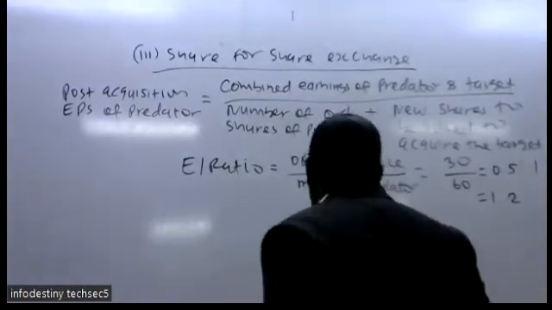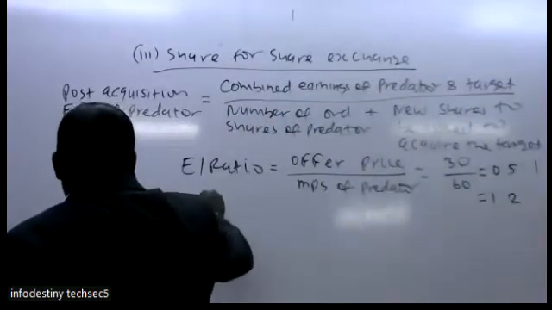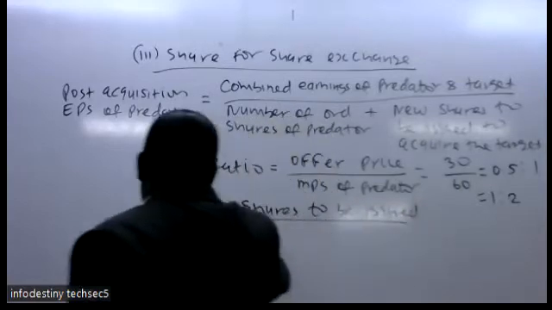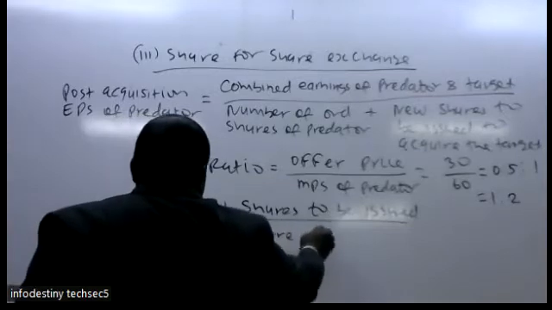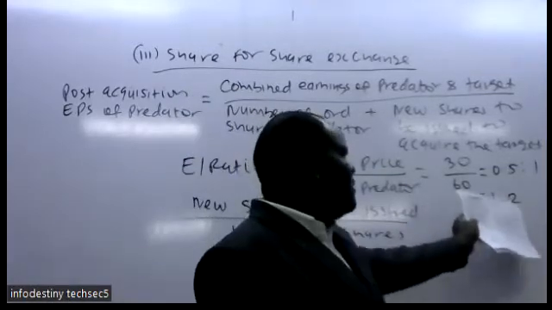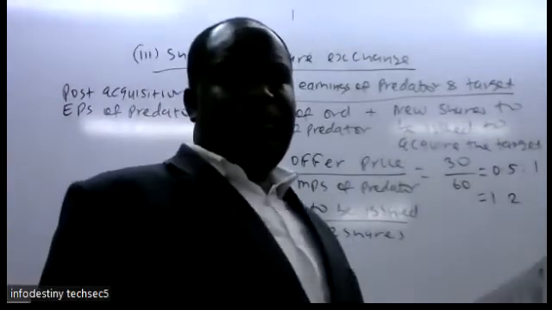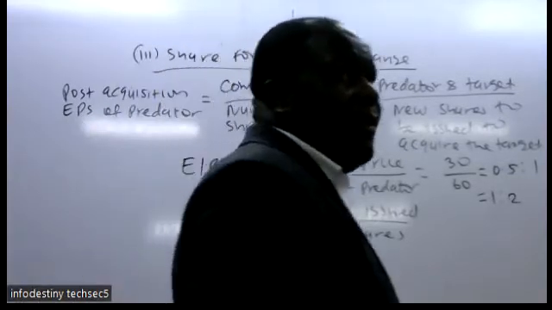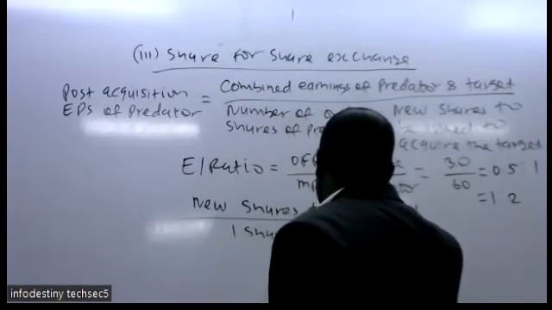So from that point, we should now come up with the new shares to be issued. We have seen that for every 1 share of the predator, it is equivalent to 2 shares of the target. So you check the target, which is B limited. Under B limited, they have got how many ordinary shares outstanding in millions? You can see it has 3 million ordinary shares outstanding.